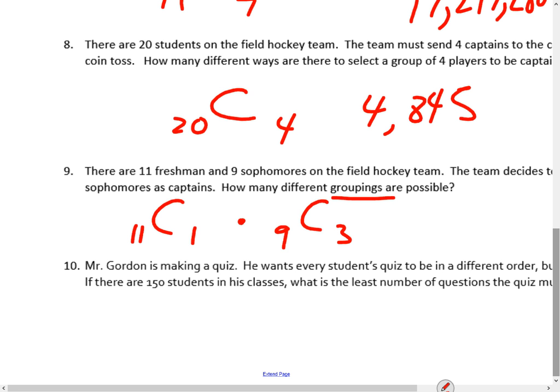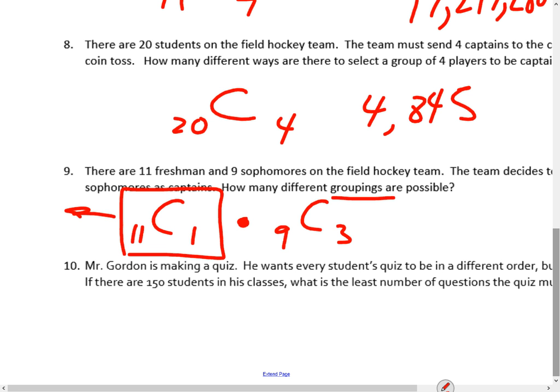Keyword, groupings. We're doing the freshman grouping, and then we're doing a sophomore grouping. We're multiplying them. If you didn't write this down, write this down, and then box this in. Just look at that. Don't get too involved in all the formulas that you're going to see this year. Try to imagine the situation.